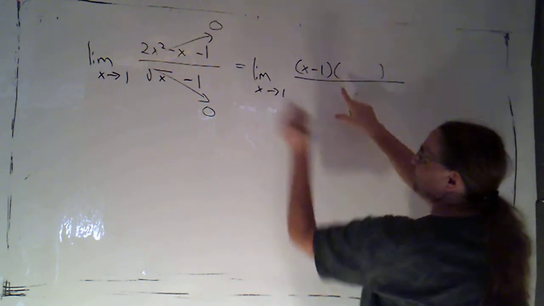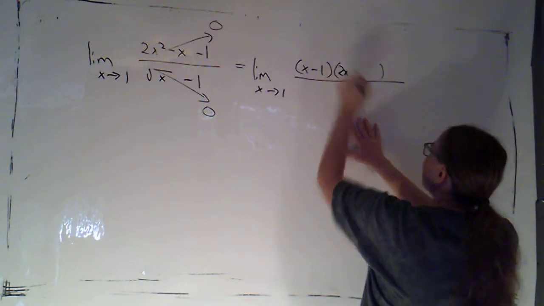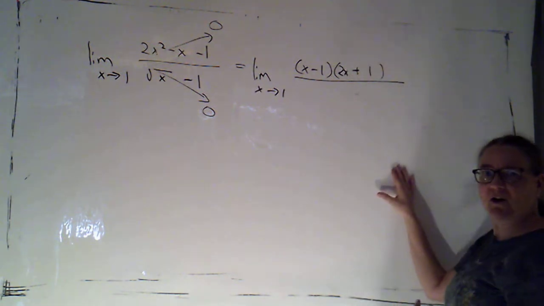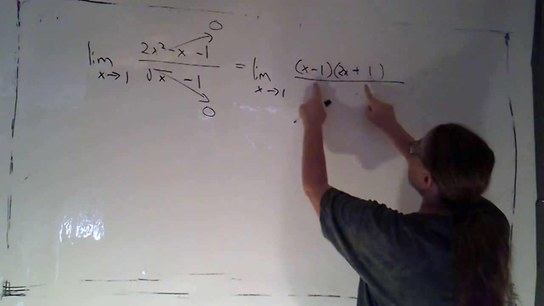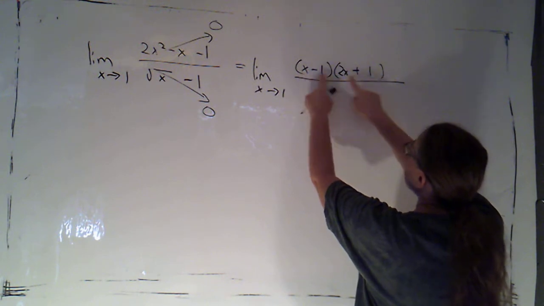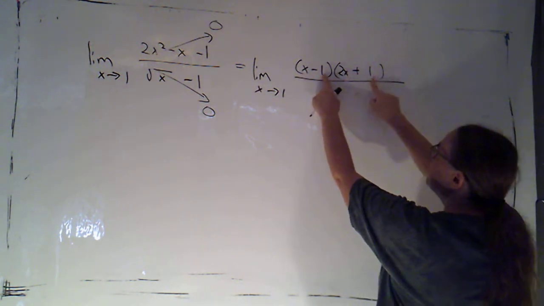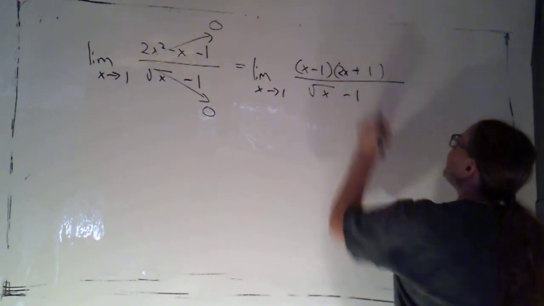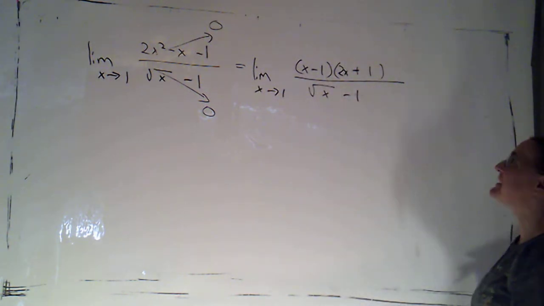So I can see, in order to get 2x squared for my lead term, I'd need 2x. And in order to end with a negative 1, I'd need a plus 1. Quick check. Let's see, 2x squared plus x minus 2x is minus x minus 1. Nice. All right, then on bottom we've got the root x minus 1.